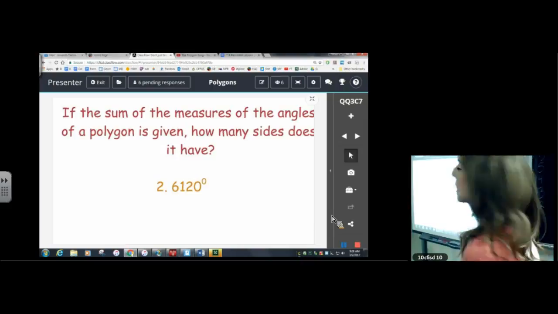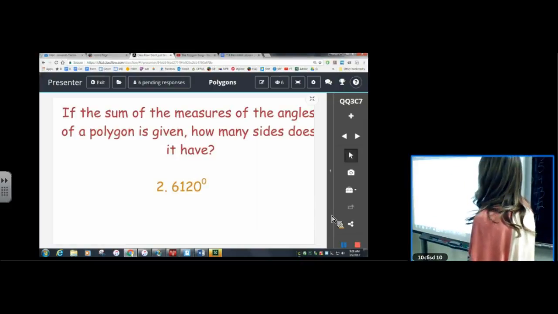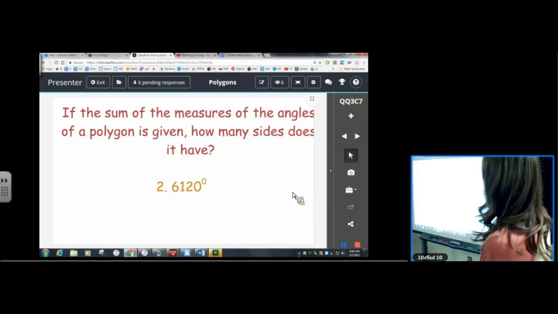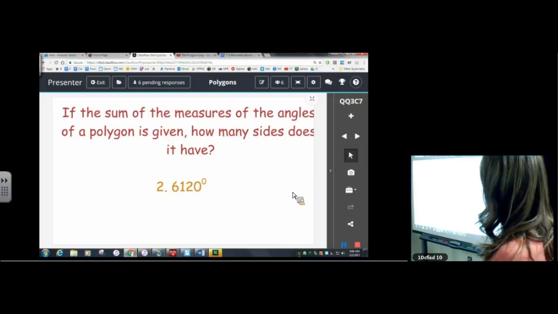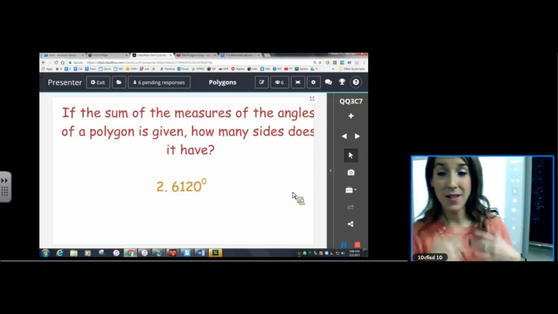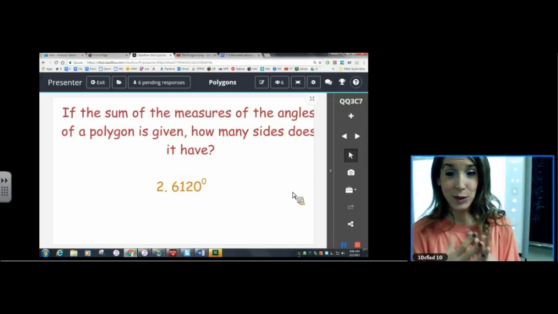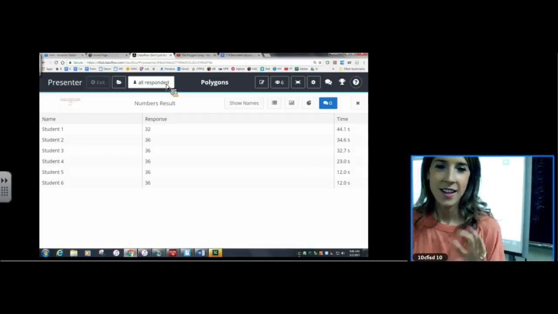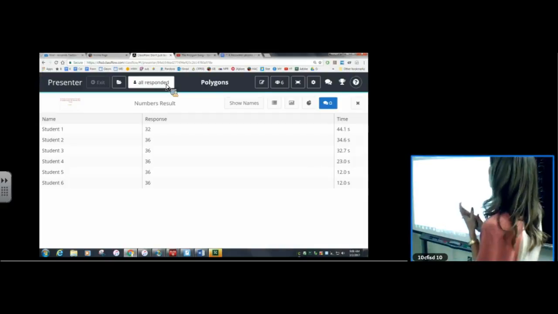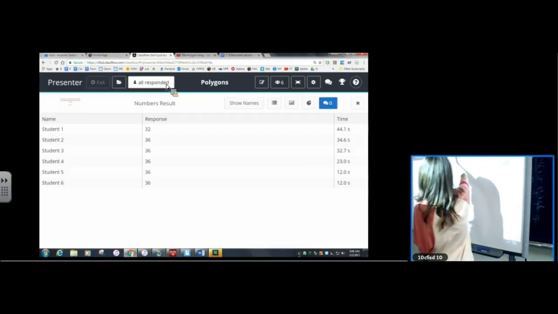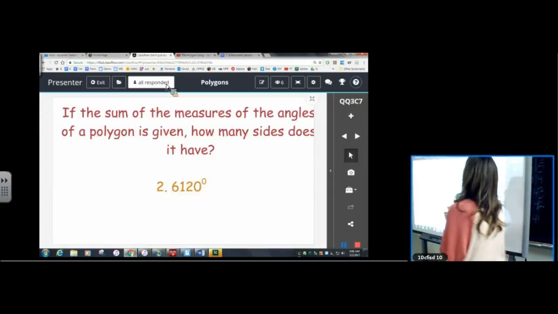Let's try. If the sum of the measures of the angles of a polygon is given, how many sides does it have? So this one's a work-backwards one. I'm giving you the sum. That's a lot of degrees. And you tell me how many sides it has. I see a little bit of variation here, and I want to talk about that because that's a common mistake. So I'm glad you did that.